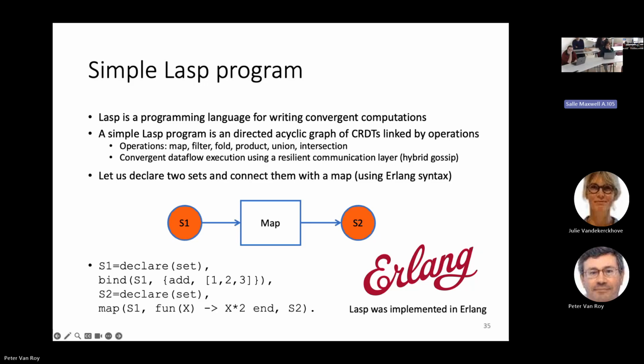So this would be the syntax for that operation. Now you declare S1, S2, you can actually put stuff in the set. So 1, 2, 3 into S1, and then you can create a map. The map is actually a process. It's a living process that connects the two data structures, S1 and S2.